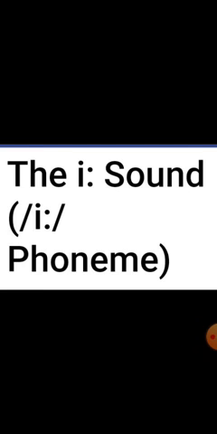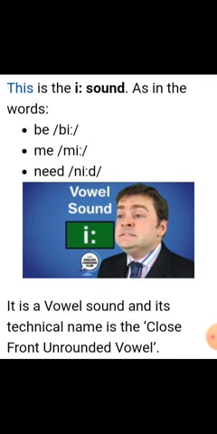Okay, so this is the sound E, as in the words be, me, need. It is a vowel sound, and its technical name is the closed front unrounded vowel.